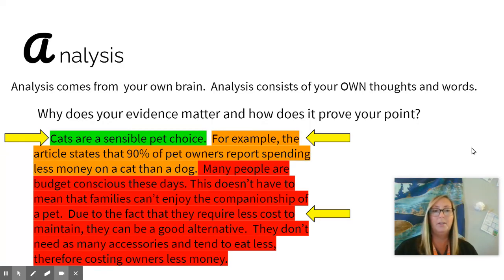Many people are budget conscious these days. This doesn't have to mean that families can't enjoy the companionship of a pet. Due to the fact that they require less cost to maintain, they can be a good alternative. They don't need as many accessories and tend to eat less, therefore costing owners less money. So that's kind of my thoughts on that quote that I picked from the text. What I think that means, why I think that matters, and that's your analysis.